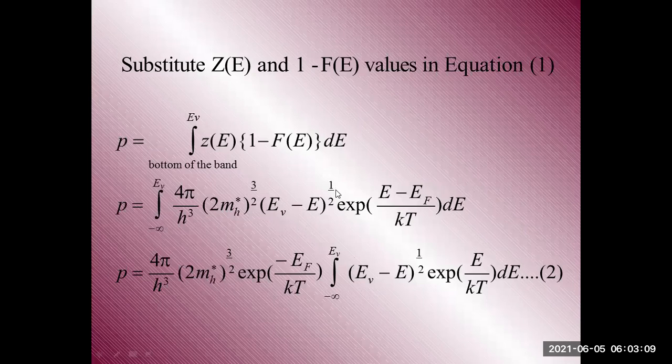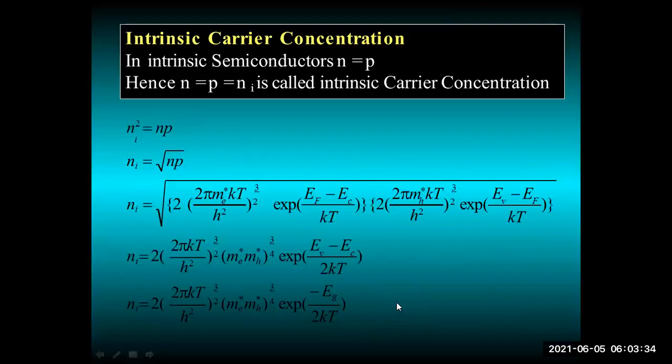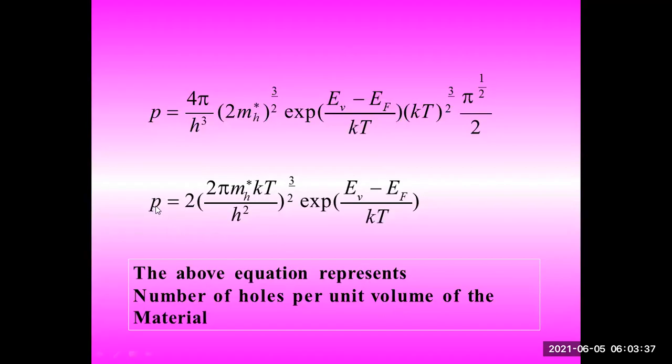Now you can see this is what we got: z of E into 1 minus f of E, which is nothing but the hole occupancy. F of E is what? Electron occupancy. So instead of that, we just replace it, and see the bottom of the band E. So now in this particular aspect, instead of E minus EC, what we are considering for the density of holes is EV minus E equal to X, and we'll get the same. Now this will be your equation for the number of holes: 2 into (2 pi mh asterisk KT by h square) to the power of 3 by 2, exponential of EV minus EF by KT.